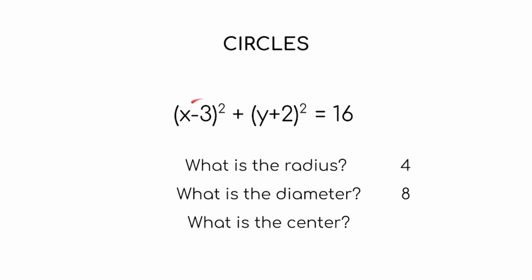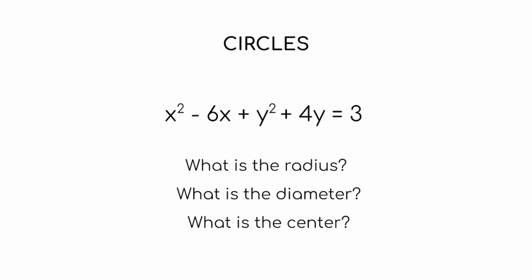And then to find our center, that's going to be (h, k). So h is negative 3, but remember, you have to take the opposite sign, so it's actually going to be positive 3 here. And then k is positive 2. We take the opposite sign, and we get negative 2. So our center point is going to be (3, negative 2).